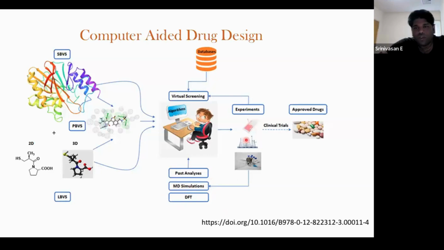And then we move towards the experimental study, where we try to find the binding affinity or KD values, and whether it is able to change the conformation or not, and then we move towards the clinical trials. So this is a structured way of representing how we carry out structure-based drug design.